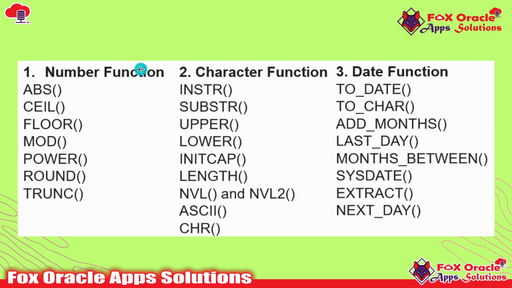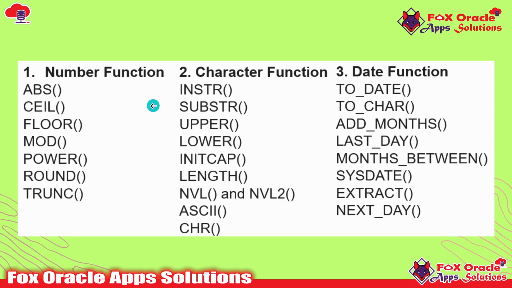So in the same way we have number functions. This number function is used to work with numeric values. As you can see, by the name only you can identify that ABS is going to return you the absolute values. For example, if you pass any negative value to this function, it will return you the positive data.